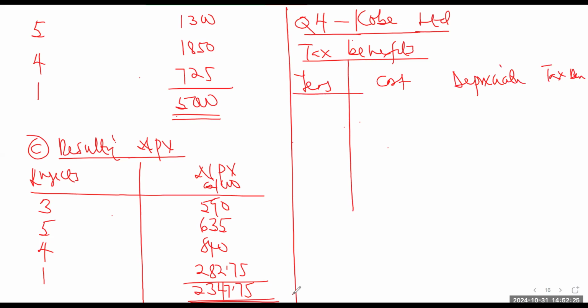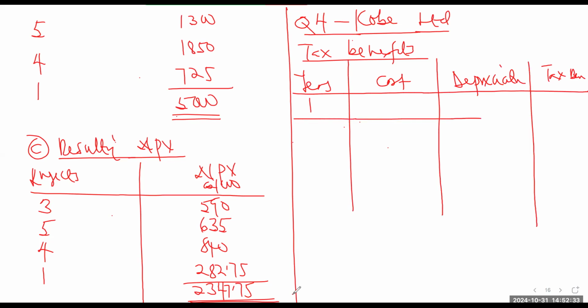So year 1, what are we having? Year 1, what will be the depreciation? 4 years. $850,000. 850.